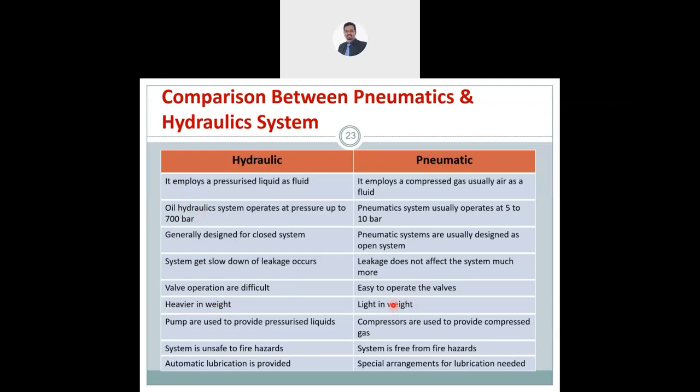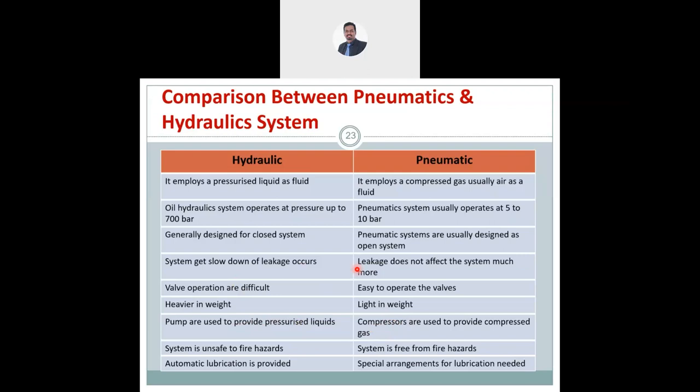Later in the lab you can also see the pneumatic actuator and the hydraulic actuator. Pneumatic is usually lightweight, because it deals with lower operating pressure. Hydraulic uses a pump. The pump already has the oil; it just pumps from one place to another. Pneumatic needs a compressor, so you compress first and then you transport.